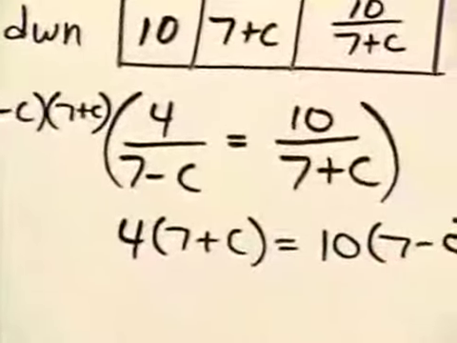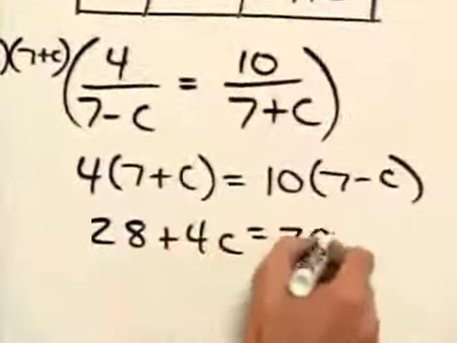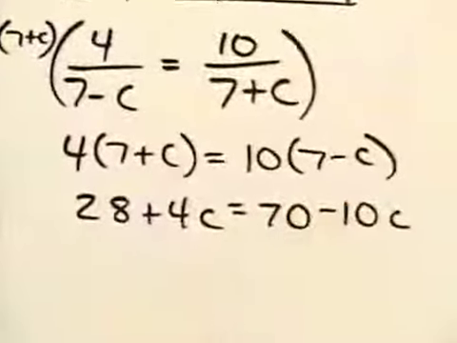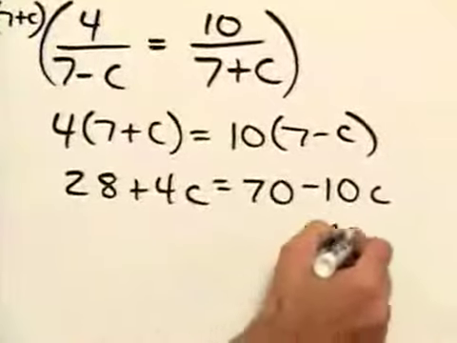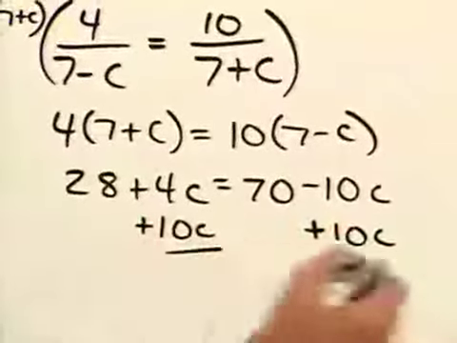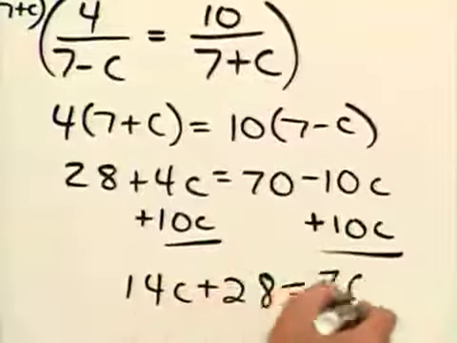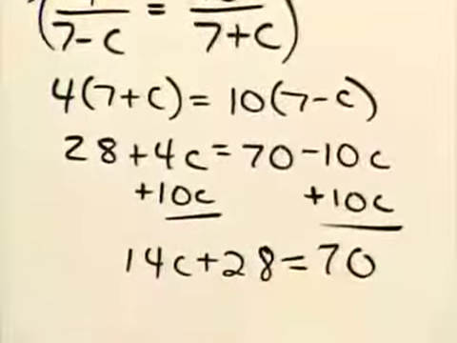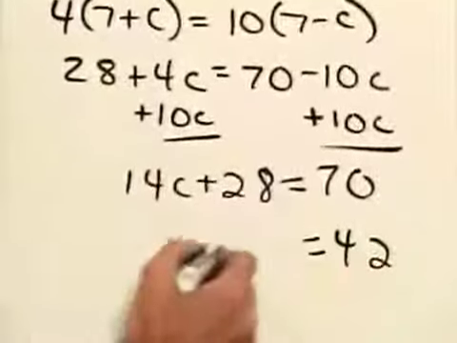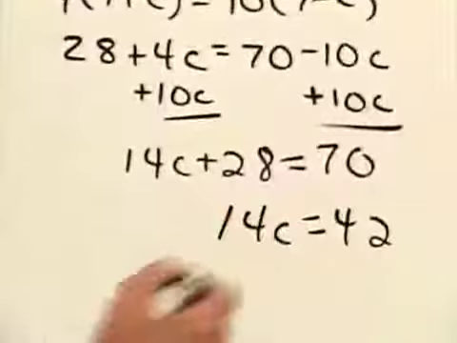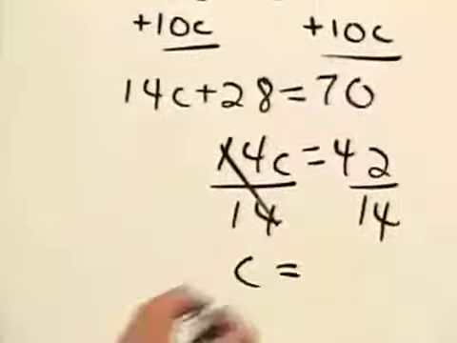Let's distribute and solve this equation. 28 plus 4c is equal to 70 minus 10c. Let's get our c's together. So I'm going to add 10c to both sides. And if I add 10c to both sides, I will have 14c plus 28 is equal to 70. Now if I subtract 28 from both sides, I will have 42 is equal to 14c. Now I'll divide both sides by 14 and get c is equal to 3.